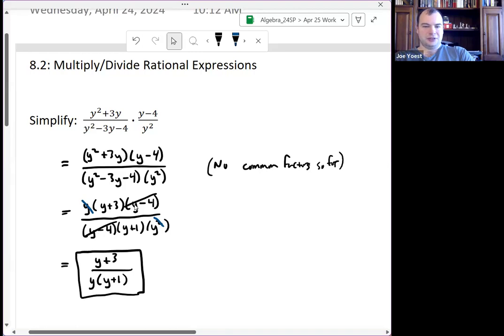And then I noticed that there's a factor of y minus 4 in both the numerator and denominator. I divide those out. The factor of y in the numerator divides out one of the factors of y in the denominator, leaving a single factor of y left over in the denominator. And when I collect all of the stuff that's left over, I get y plus 3 on top over y times y plus 1 in the denominator.